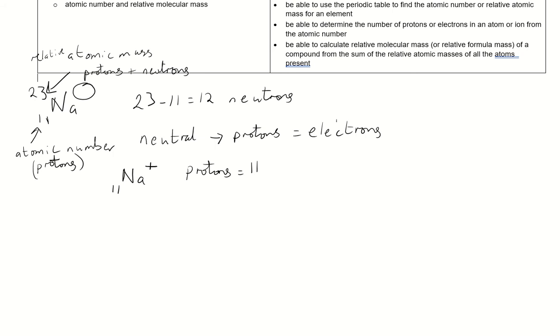But it's got a positive charge. So what this means, it has lost an electron. So electrons are negatively charged. If you lose the negative charge, you become more positive. Essentially, this is saying we've got one more proton than electrons now. So if I've got one more proton than electrons, then the electrons now must be 10.